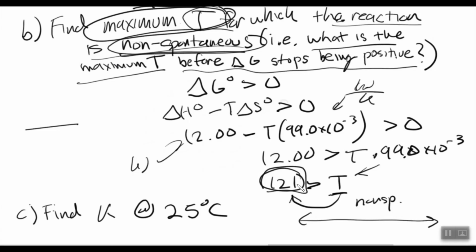Because if we graph this, we can see that T is going to be less than 121, so like that. And notice how the maximum is going to be at 121. And anything to the right is going to be spontaneous, but over here it's non-spontaneous.